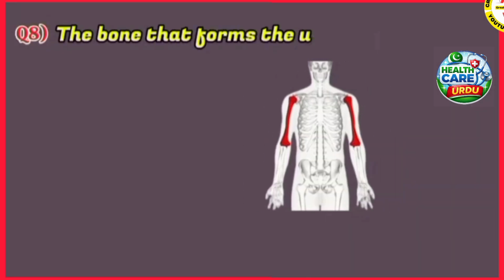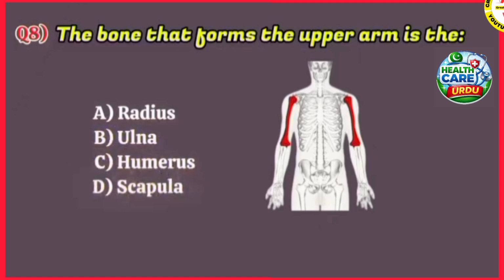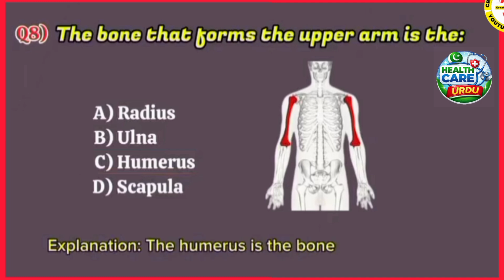The bone that forms the upper arm is option A, B, C or D. The correct answer is option C, humerus bone. Humerus bone forms the upper arm. Explanation: the humerus is the bone of the upper arm.